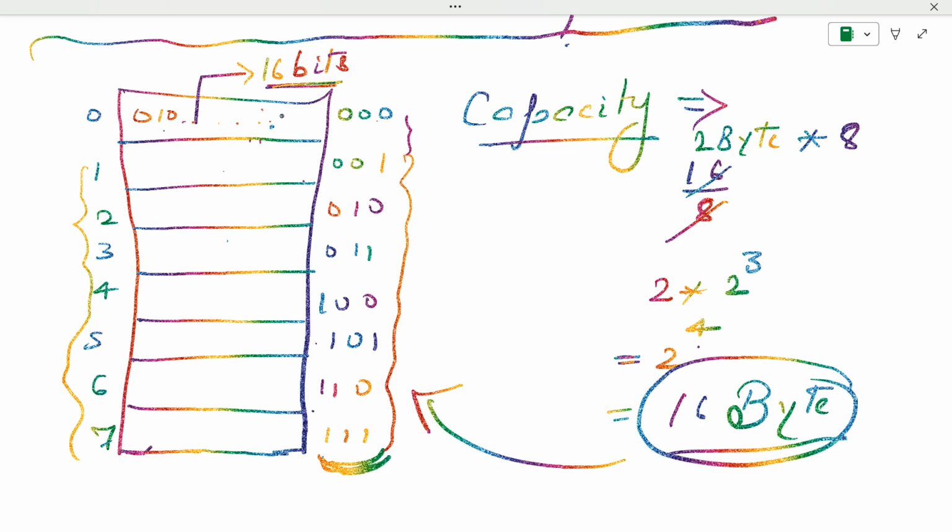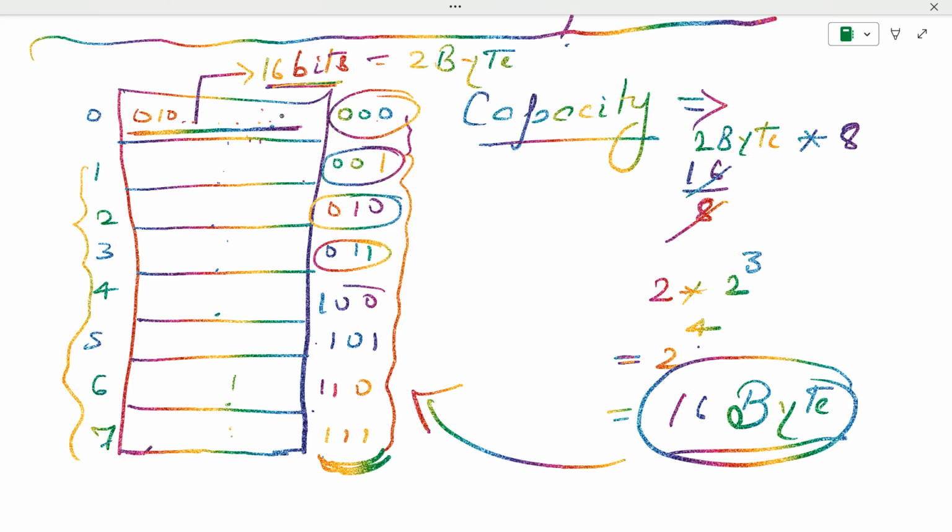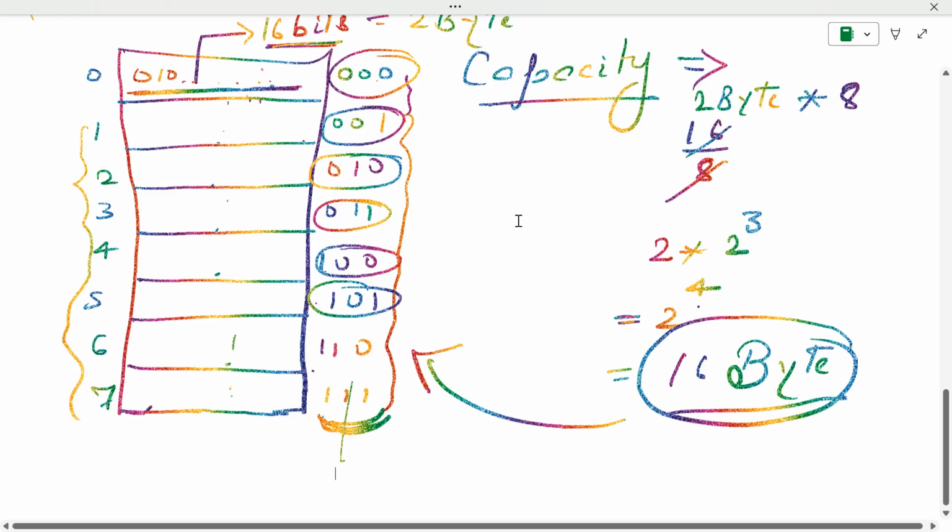How did we calculate it? With the number of bits we can store here, that is 16 bits, and 16 bits is equal to 2 bytes. So in each we can store 2 bytes of data, and how many 2-byte units of data we can store, we can calculate with this number. So it is how many sections we have divided this memory into. We have divided it into 8 sections. So it is 8 into 2 bytes, and that is equal to 16 bytes, right? So this way we can calculate the memory.